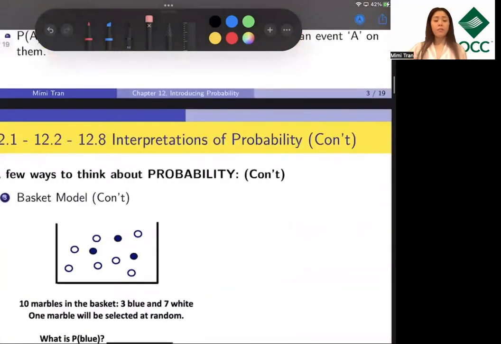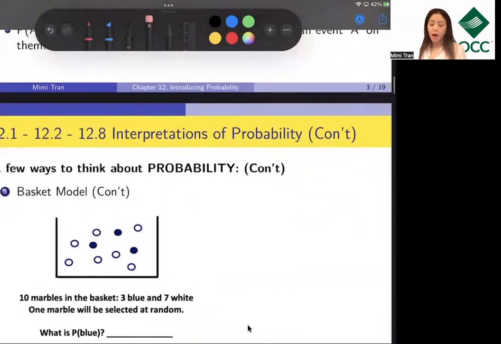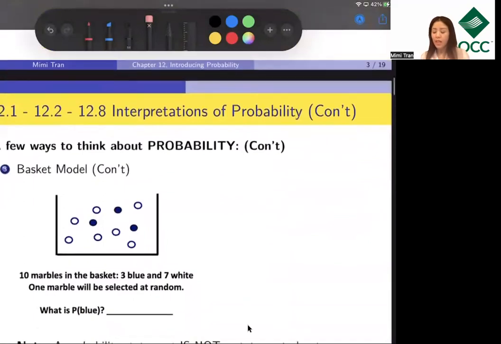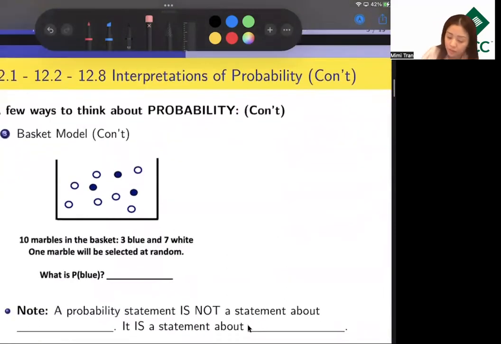So here I have a baskets model. Inside the basket, I have 10 marbles, 3 blue and 7 white. One marble will be selected at random. So you just put your hand in there and randomly pick one marble out. What is the probability that I'm going to pick a blue marble in this basket? 3 out of 10, right? 3 out of 10.